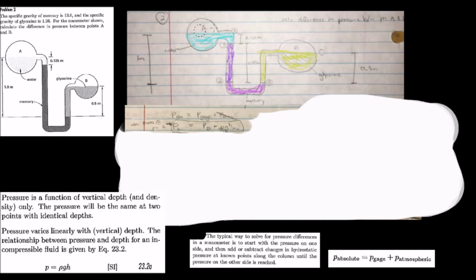Now we have to calculate P2 from the left side. A similar equation: P2, again, is absolute pressure. That's going to equal PA plus rho GH from 3 to 4, plus rho GH from 3 to 2. And that's going to equal P2.